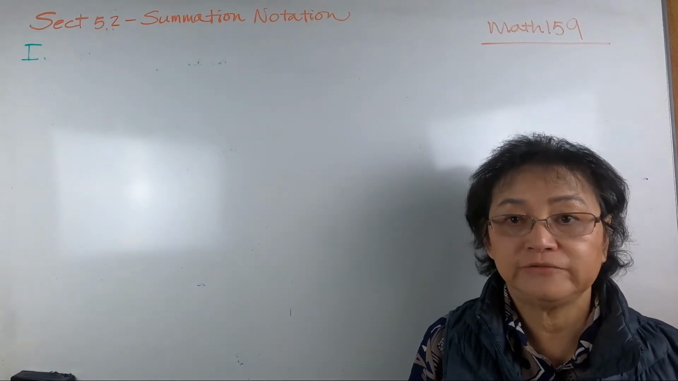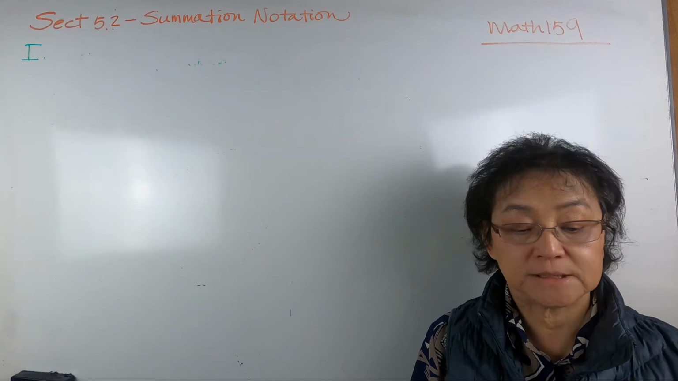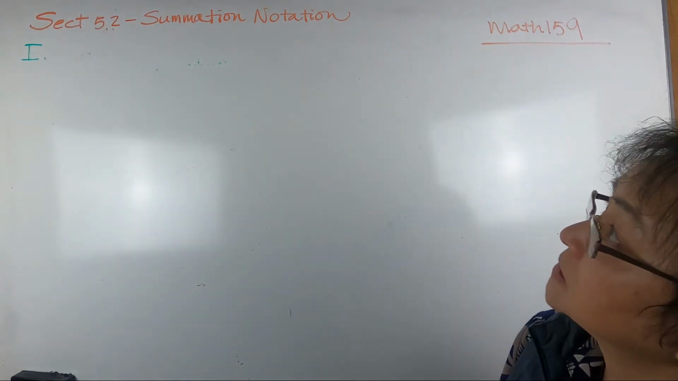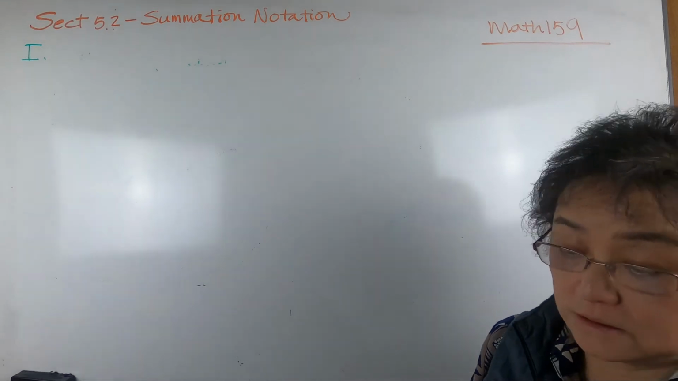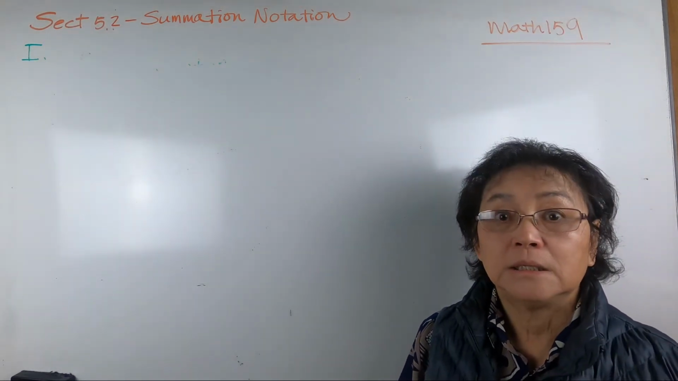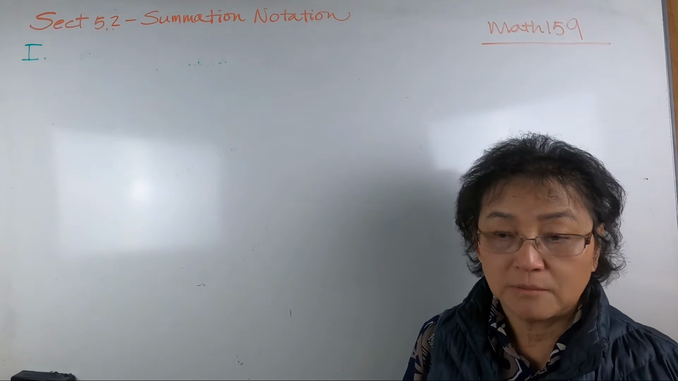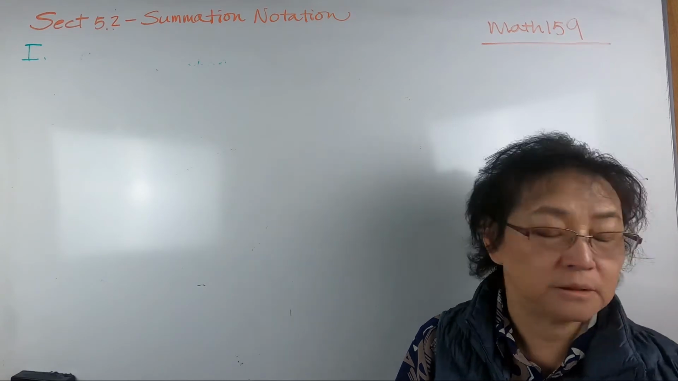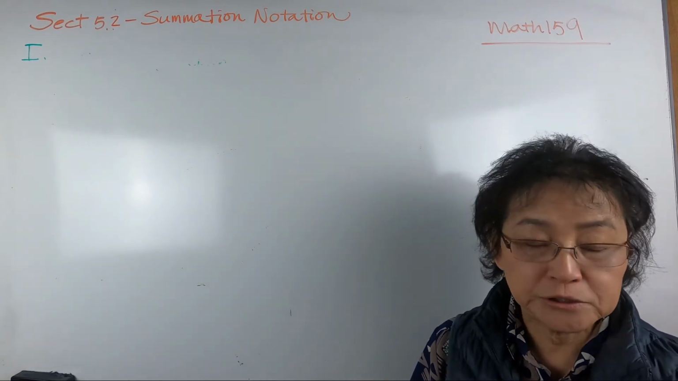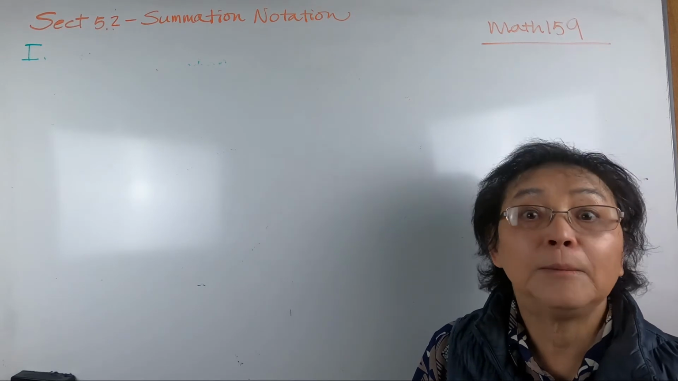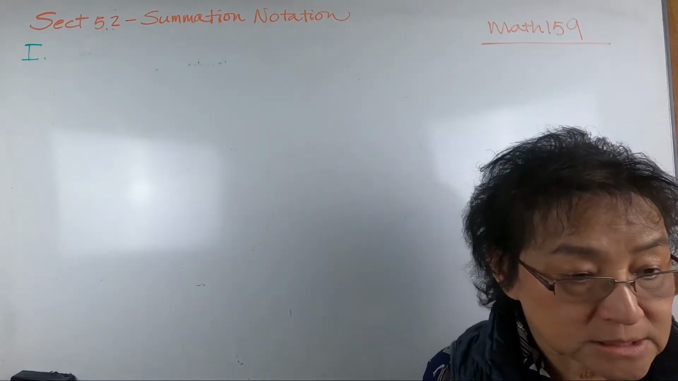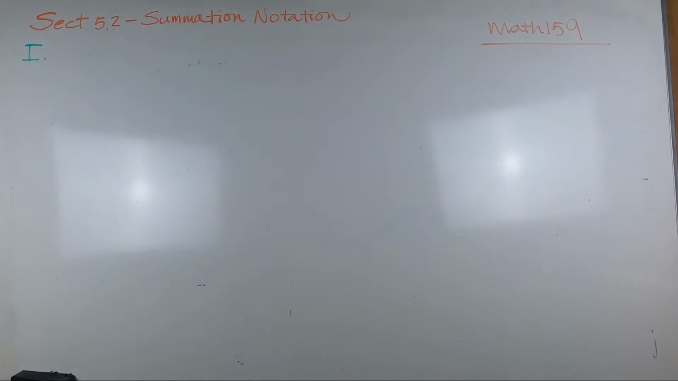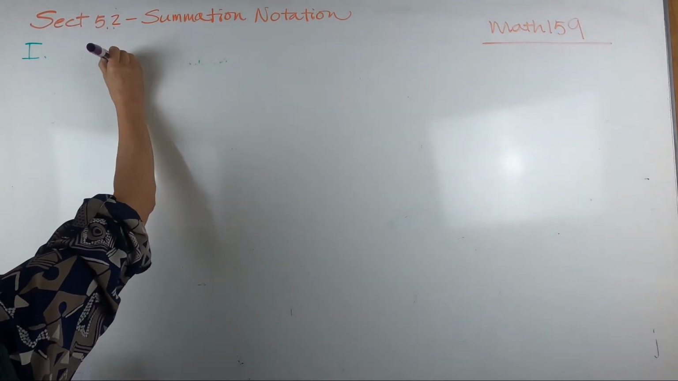We are on section 5.2, page 46, using summation notation. In chapter 5, section 5.1, we learned two notations. One is factorial, another one is combination notation. And in this section 5.2, we are going to learn another notation. It's called summation notation. Summation means the sum.